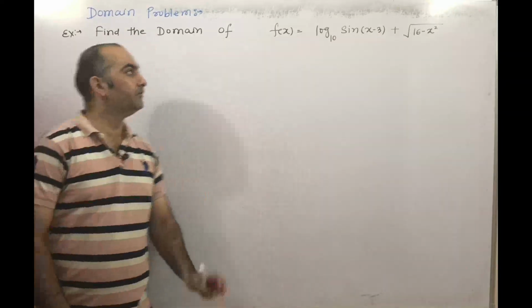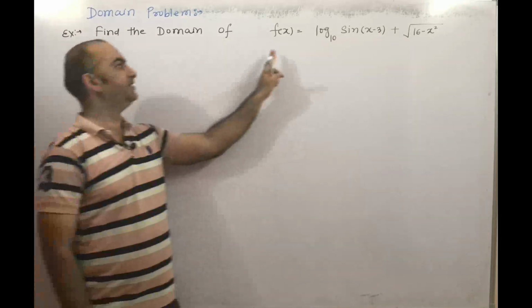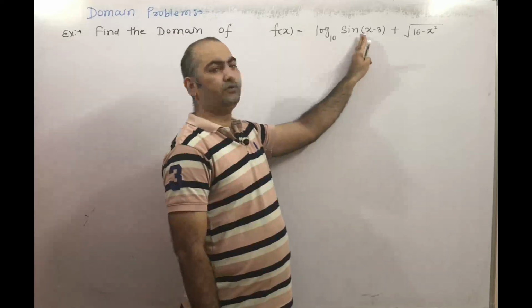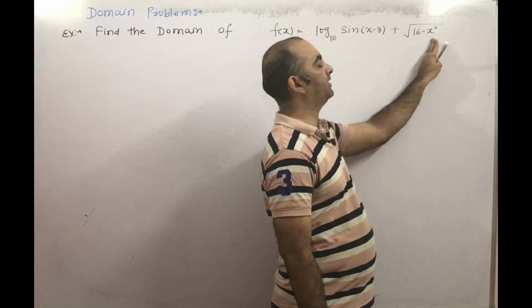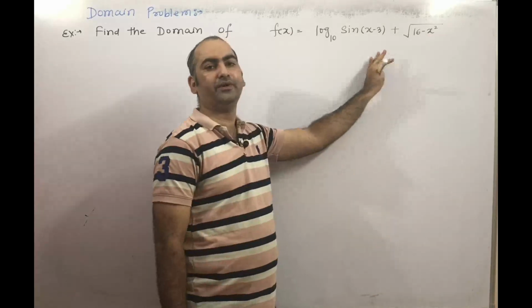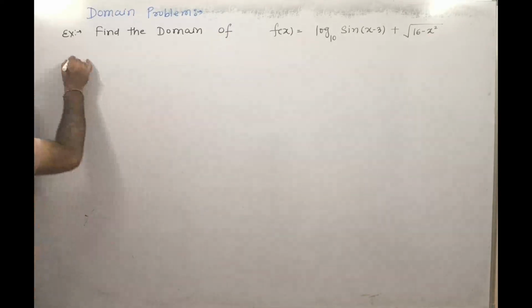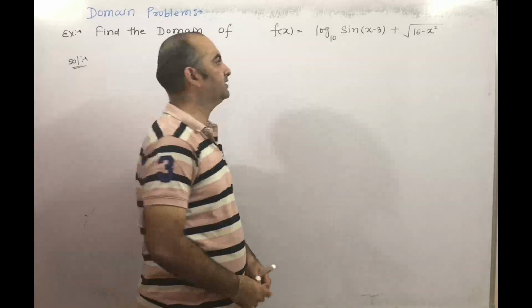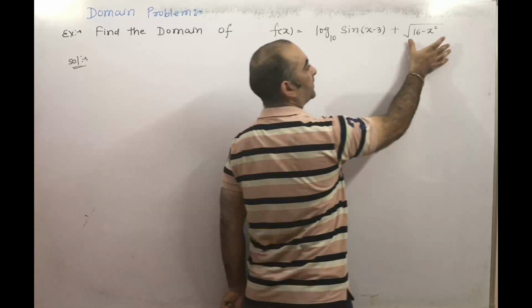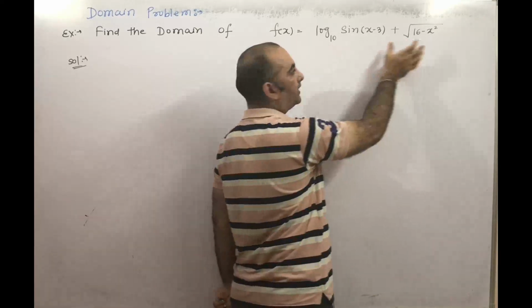Next example is: find the domain of f(x) equal to log of sin(x) minus 3 to the base 10, plus root over 16 minus x square. So this is the domain we have to find out. Now the solution. For finding this, there are two functions. One is this one and one is this one. So this one we can take as f(x) and this one as g(x).